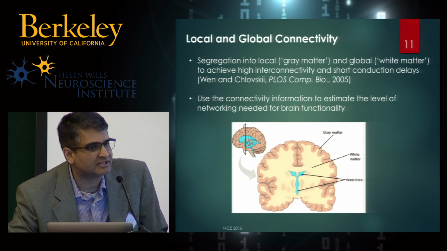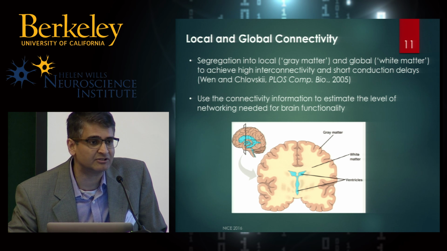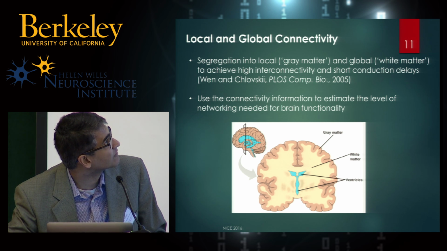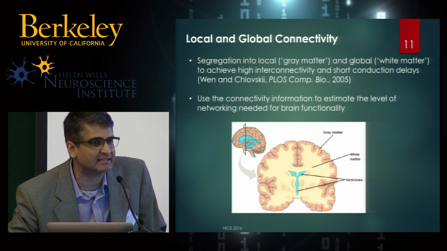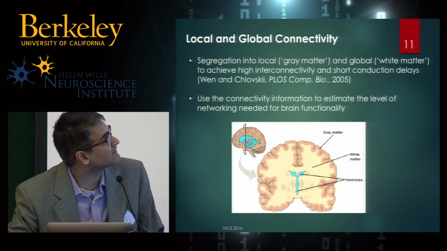So in order to look at the connectivity, it's well known, and was discussed in some of the talks yesterday, that the brain has a very natural way of segregating itself into local connectivity, which is called gray matter, and global connectivity, white matter. And this is done, we think, in order to achieve very high interconnectivity within the brain, yet short conduction delays. There's a nice paper here that talks about this.